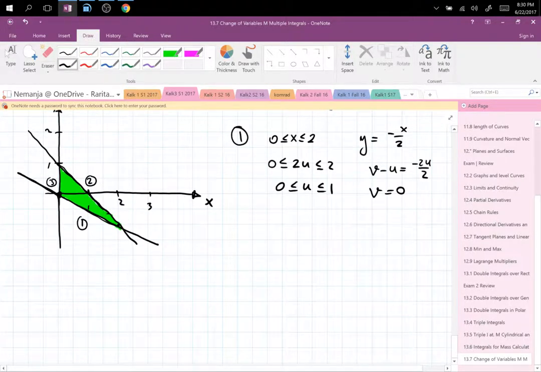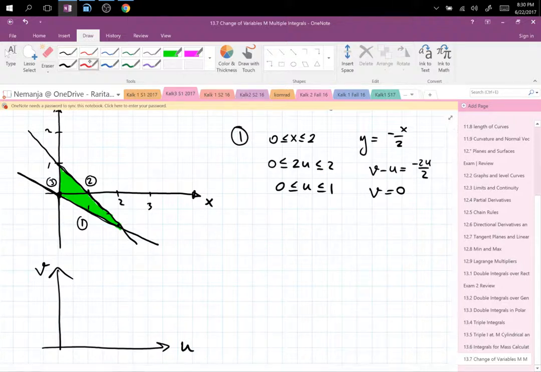So if I'm to draw that on the uv plane, I have this much. I'll use this as 1 unit, and then 2. So I have that much so far. That's 1.